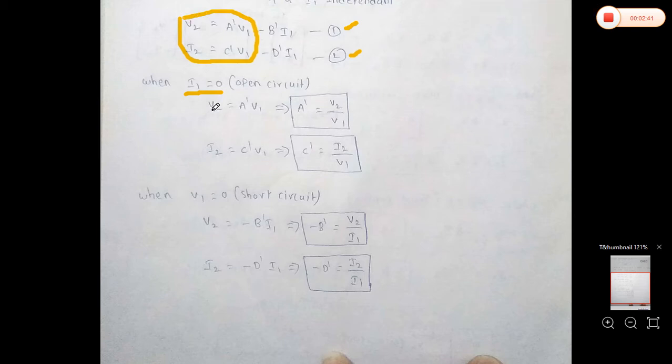I have written here that v2 equals a dash v1. So from this, a dash equals v2 by v1, right? And c dash equals i2 by v1.